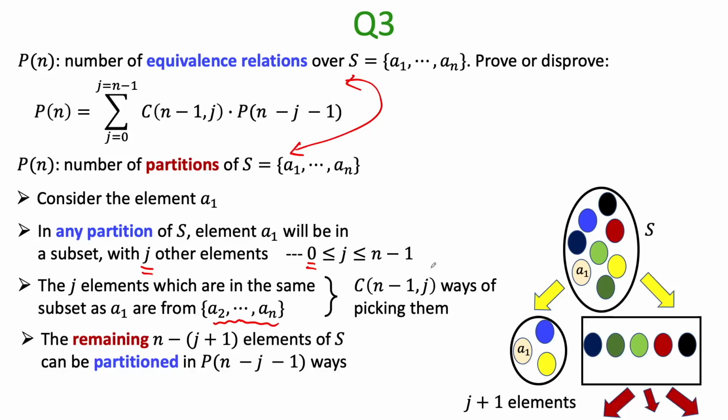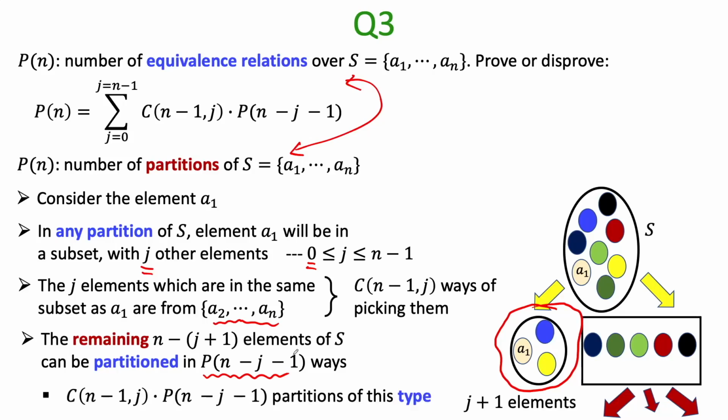Now once we have decided which j elements are going to come together with A1 in its subset, the remaining elements, which are now n minus j minus 1 in number, have to be partitioned, right? And there are these many ways of partitioning a smaller set. That means once you have decided that I am defining a partition where along with A1 these other j elements are going to come, your remaining elements are n minus j minus 1. And now you have to worry about how you are going to partition that smaller subset. And as per the definition of my p function, there are p of n minus j minus 1 ways of dividing that subset.